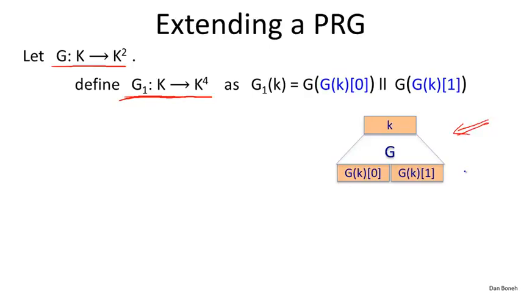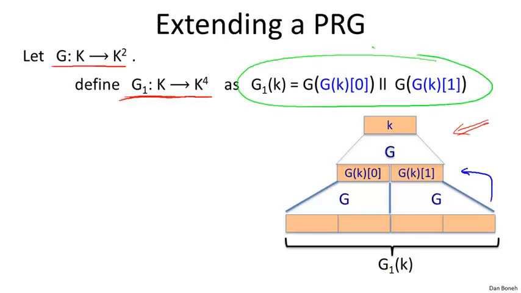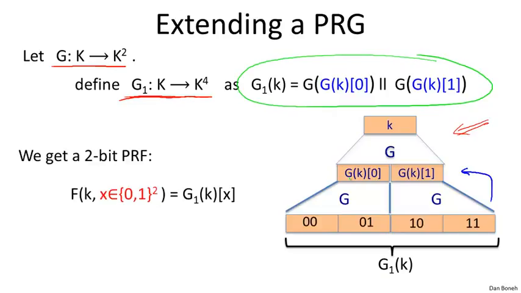But now remember, the fact that this is a PRG means that the output of the PRG is indistinguishable from 2 random values in K. Well, if the output looks like 2 random values in K, we can simply apply the generator again to those 2 outputs. So let's say we apply the generator once to the left output and once to the right output. We're going to call the output of that, this quadruple of elements, G1(k). I wrote down in symbols what this generator does, but you can see from this figure exactly how the generator works.